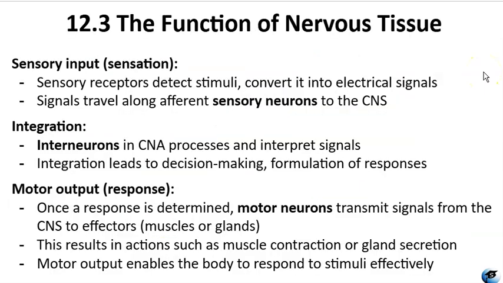Sensory receptors detect stimuli and convert them into electrical signals, which travel along different sensory neurons, typically unipolar or bipolar, to the central nervous system. Interneurons, which are usually multipolar or axonic, process and interpret the incoming information, allowing for integration, decision-making, and the formulation of appropriate response. Once a response is determined, motor neurons, which are generally multipolar, transmit signals from the CNS to effectors, such as muscles or glands, resulting in actions like muscle contraction or gland secretion that enable the body to respond effectively to the stimulus.